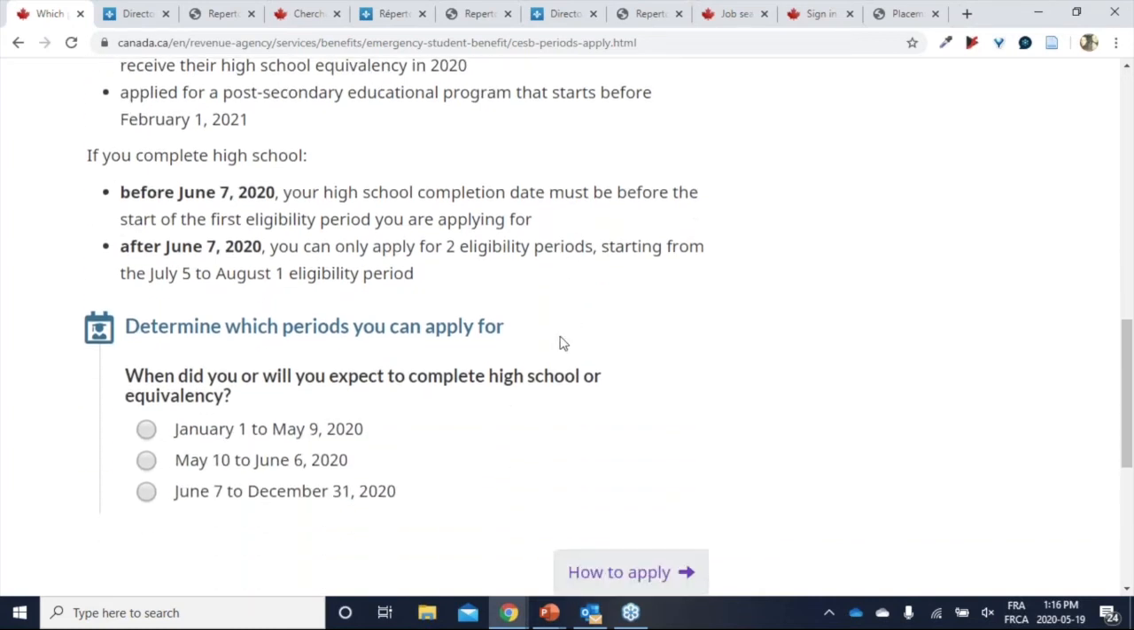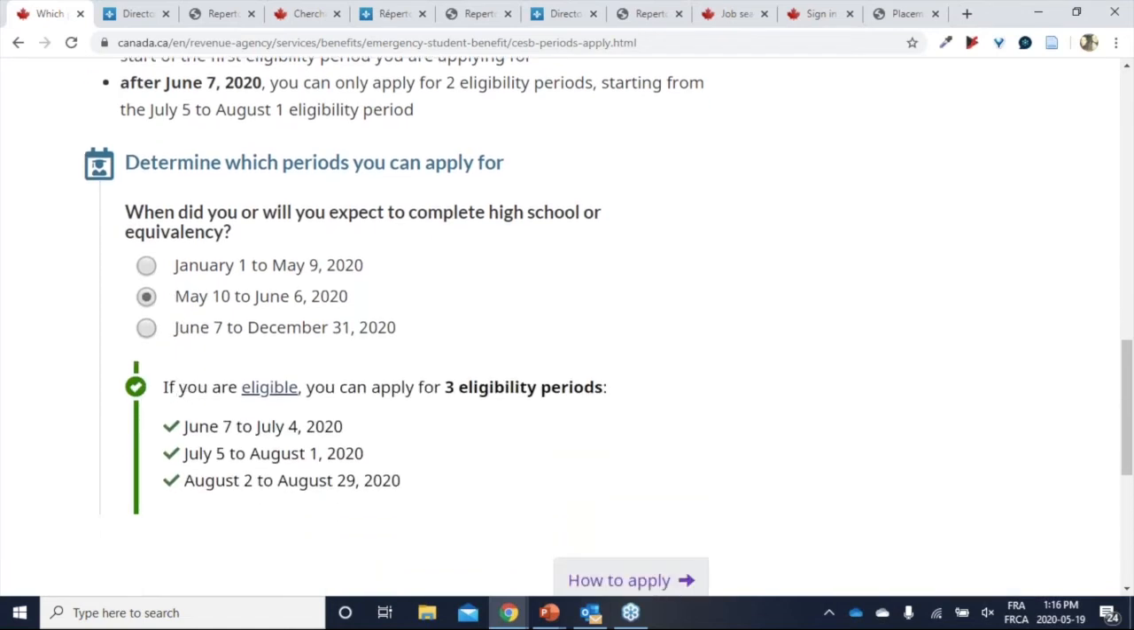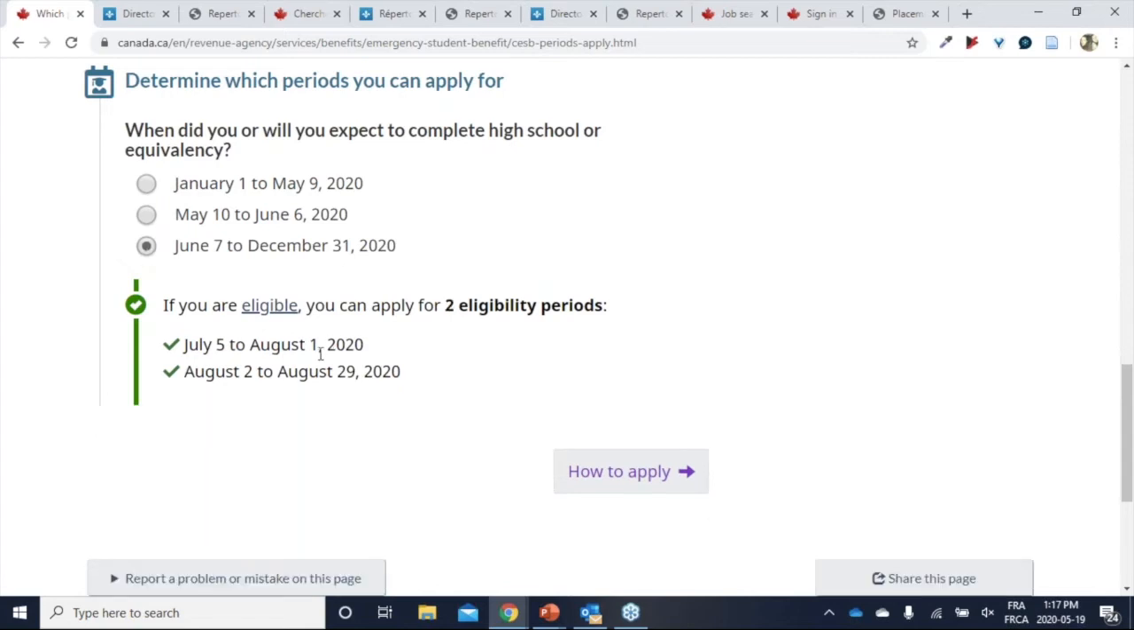If you're unsure when you're graduating or which period of eligibility you can apply for, this here is very helpful. You can just answer these questions depending on your situation. So if, for example, I'm someone who expects to complete high school at the end of May, then at this point I'll be eligible for 3 periods. But if, like most Quebec students, I'm finishing at the end of June, I will be only eligible for 2 periods.